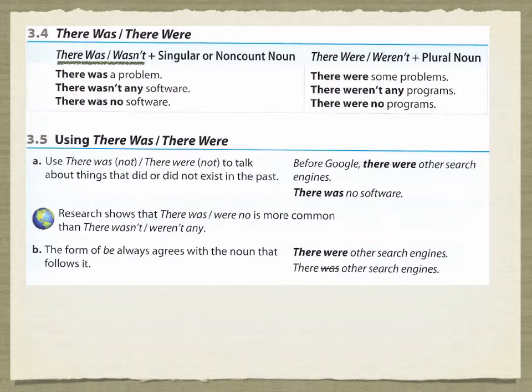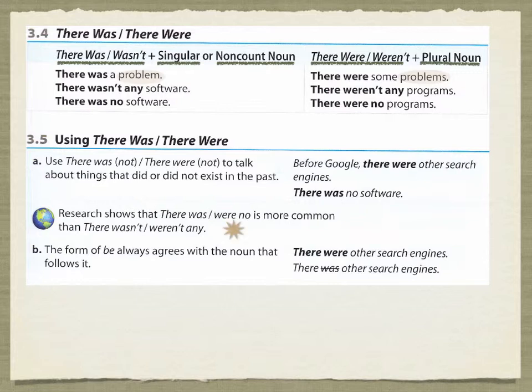So we use there was or wasn't for a singular or a non-count noun. The example they give you is there was a problem. Problem is singular, so you use there was or was not. There were or there weren't is for plural nouns. The example is there were some problems. So then we use were.